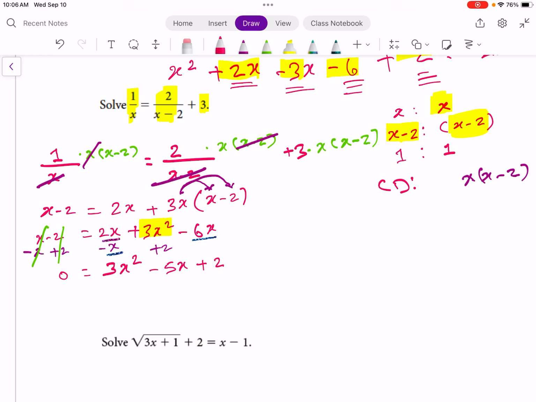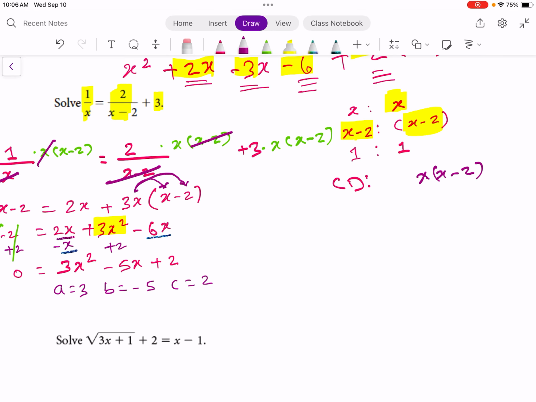Okay, now we use the quadratic formula, or you can use factorization. And if you want to use the quadratic formula, you need to know what a, b, c are. What is a? a is 3. What is b? Negative 5, the coefficient of x. And what is c? Positive 2. Now let's substitute this in our quadratic formula.